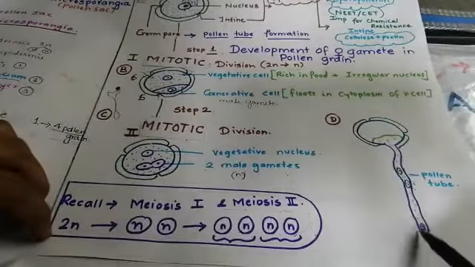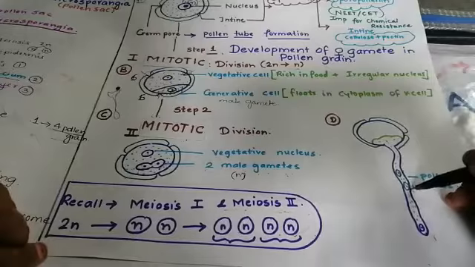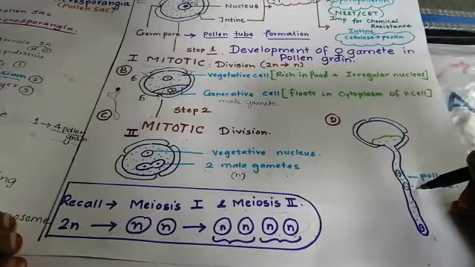This one is the vegetative nucleus and these two are male gametes. Okay.